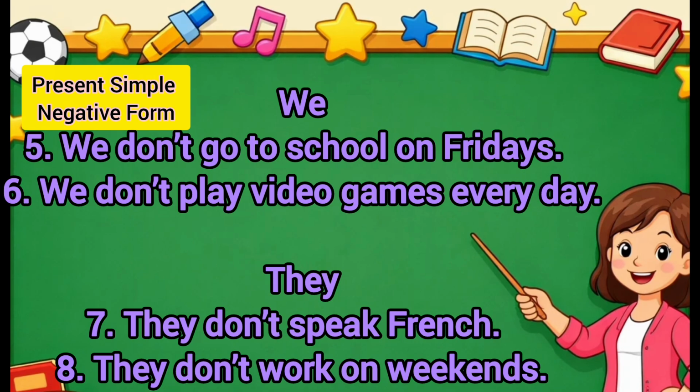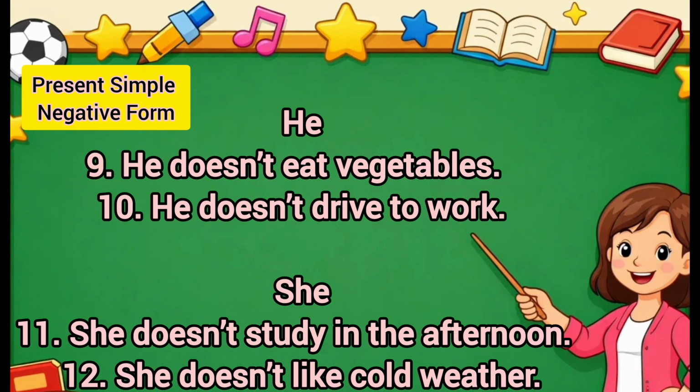We. 5. We don't go to school on Fridays. 6. We don't play video games every day. They. 7. They don't speak French. 8. They don't work on weekends. He. 9. He doesn't eat vegetables. 10. He doesn't drive to work.